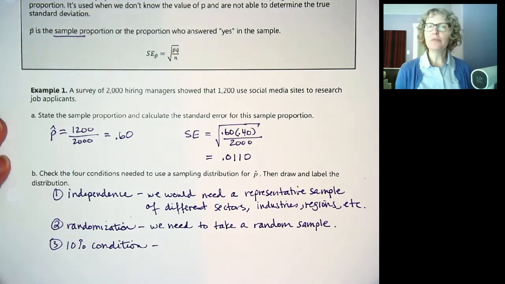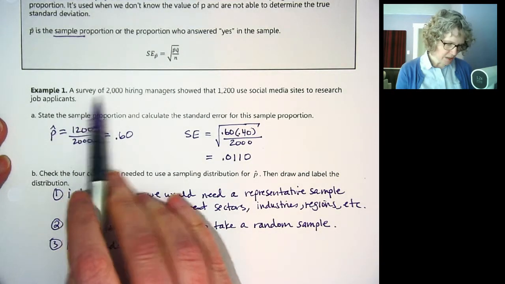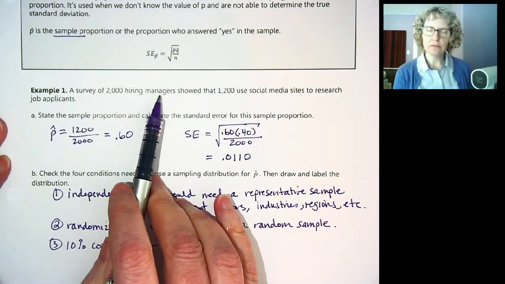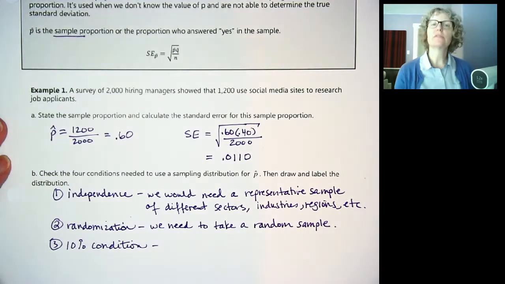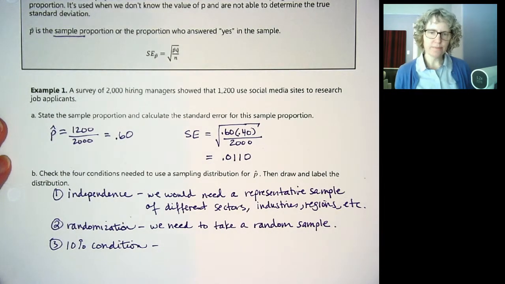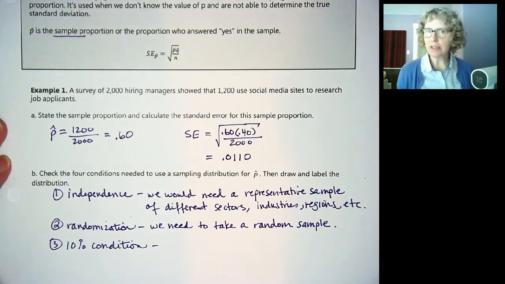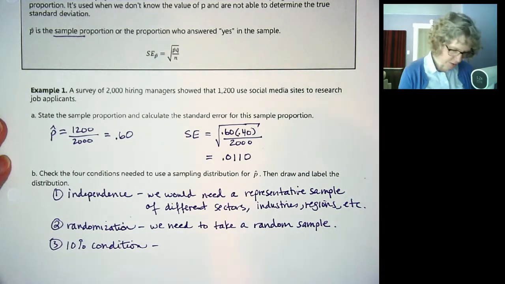Okay, would this be sampling with replacement or without replacement? So we're surveying 2,000 hiring managers. We wouldn't ask someone twice, right? So this is without replacement. So that means the 10% condition does apply. When sampling without replacement, we have to make sure we're sampling less than 10% of the population.